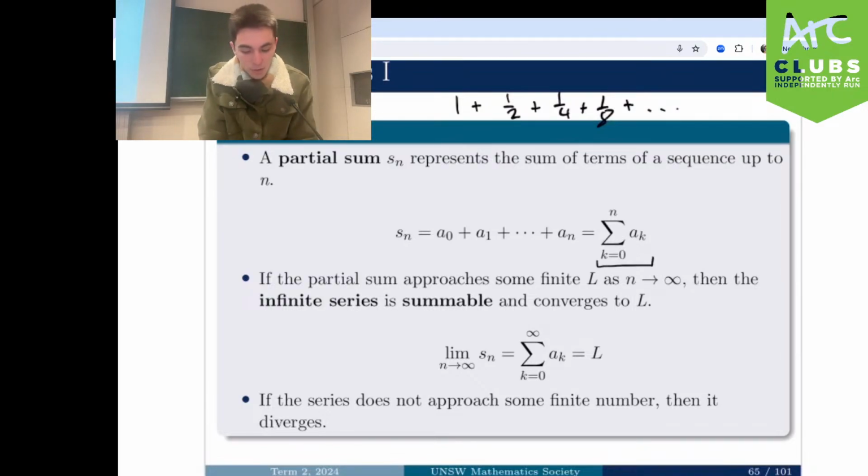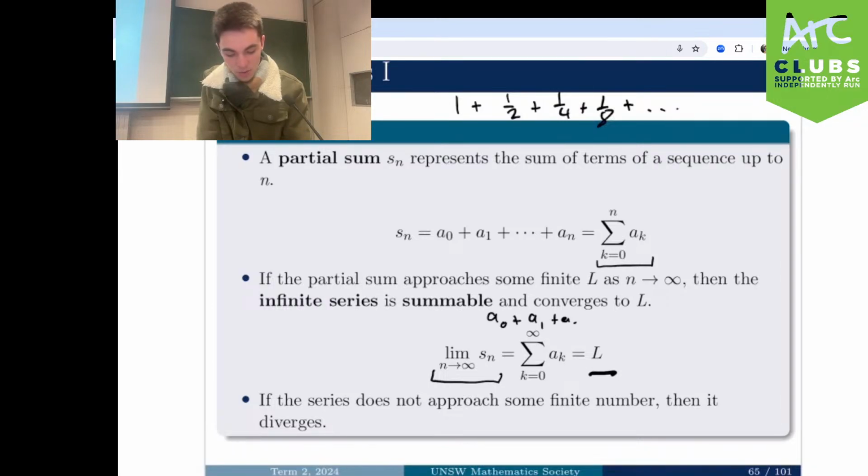And if the partial sum approaches some finite limit L as n is pushed to infinity, then the infinite series is summable and converges to L, right? So basically, if the limit of this Sn term is finite as n goes to infinity, that means that whatever infinite series you're adding up, a0 plus a1 plus a2, it does actually converge to some finite quantity, and that is L, right?